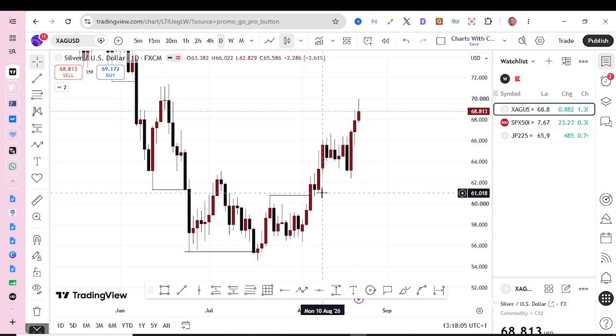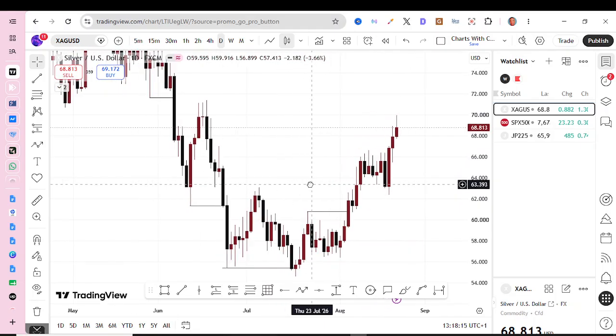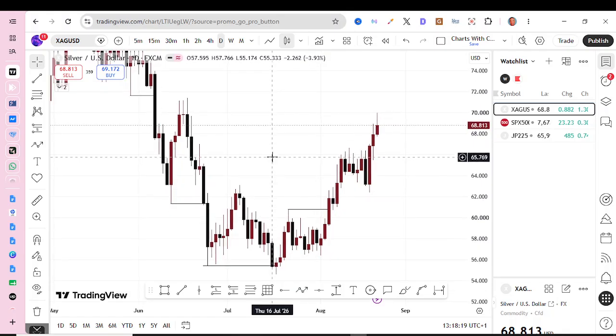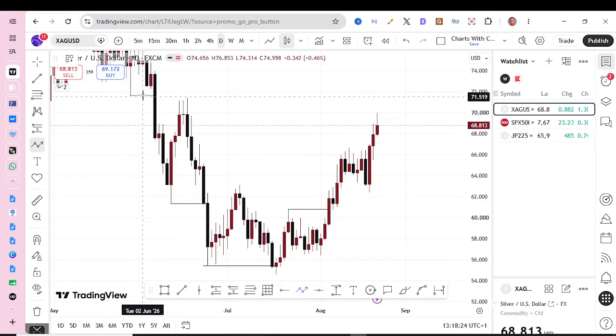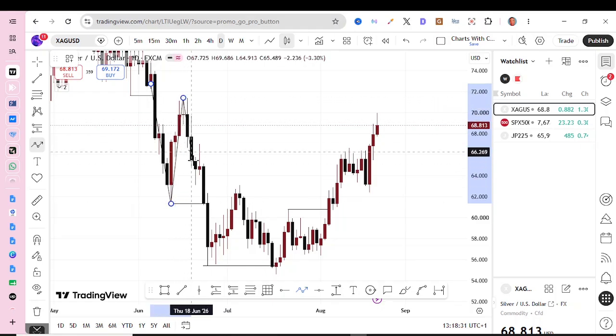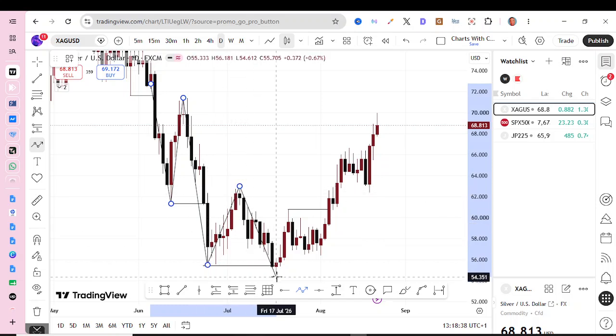And as you can see, after that break, price came back to that breaker block, which is this black bearish candle here, and continued buying from there. So now what this tells you is how you frame your directional bias, right? We had this break, we had this pullback, and then we had this drop, right? We had this pullback again, and then we had this drop, right?